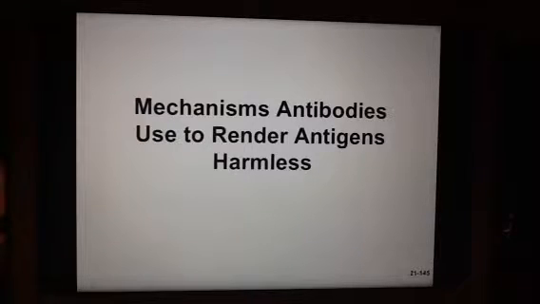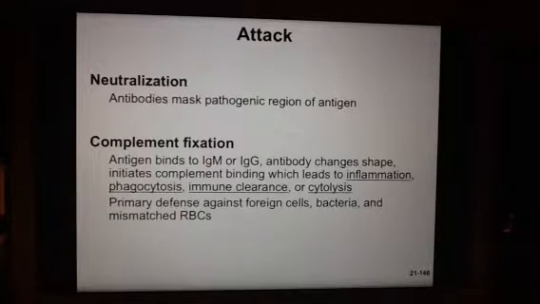So looking at how antibodies make those antigens harmless. That plasma cell, it just said it renders it harmless. Well, how does that happen? There's 4 ways, and these are very similar, especially the second part, is very similar to what we saw in the non-specific resistance video. So here are the ways that they render the antigen harmless. So neutralization: the part of the antigen that makes it a pathogen, they mask that. So they kind of cover that part up.